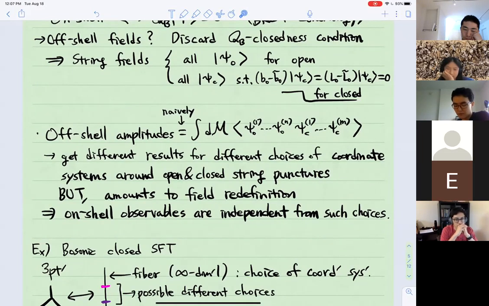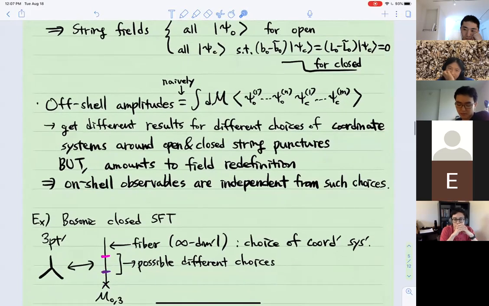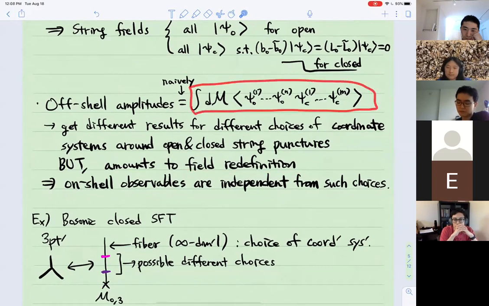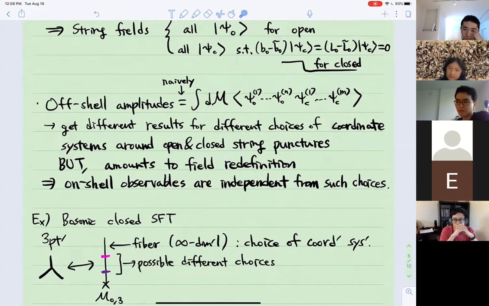Well, the answer is that we are doing field theory. So any ambiguity you run into can be resolved by field redefinition, and you're fine. All the on-shell quantities are well defined, and that was actually shown to be the case by string field theorists. So you just work with whatever coordinate system you want to work with, and whenever you compute on-shell quantities, that's not going to depend on your choice. Okay.